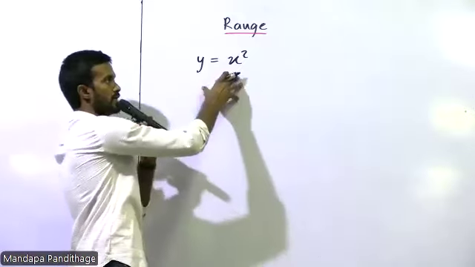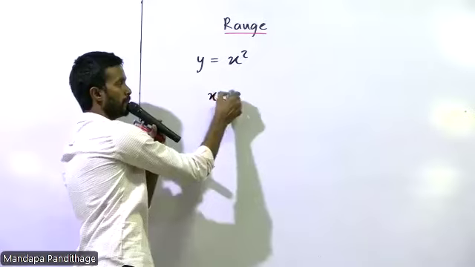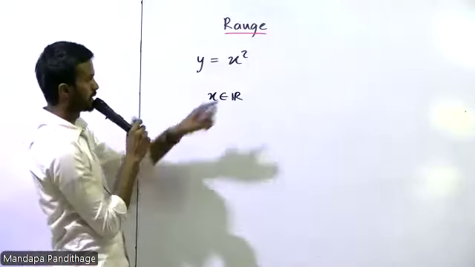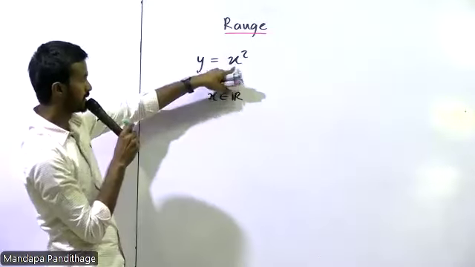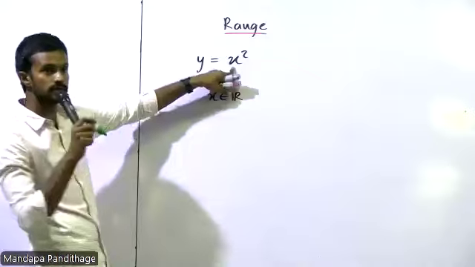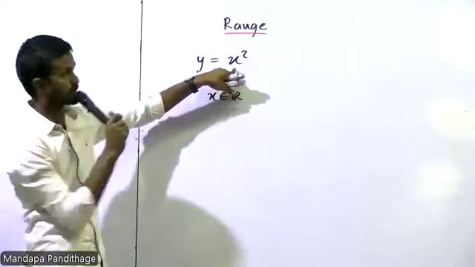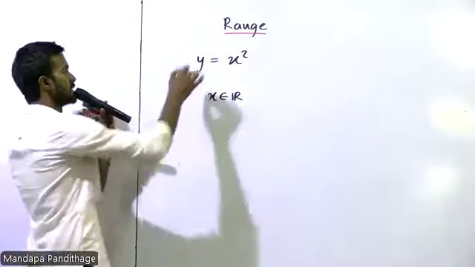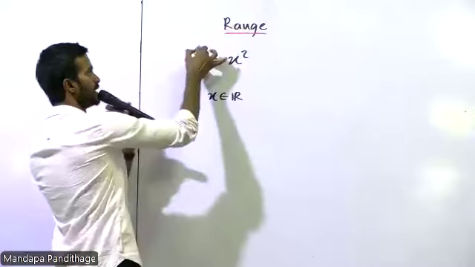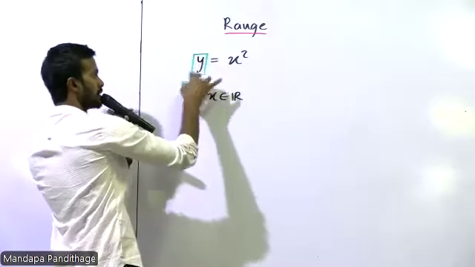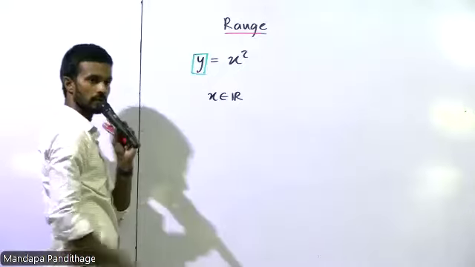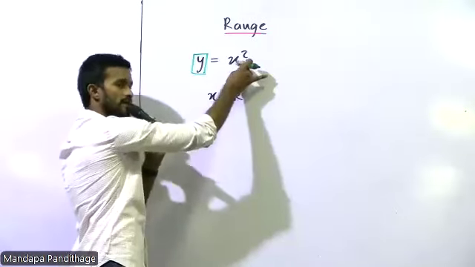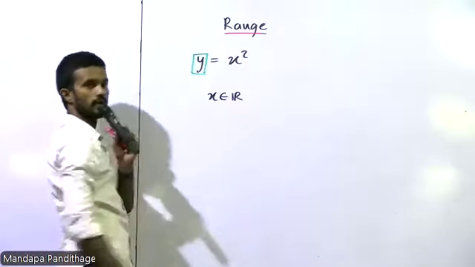So here you can say x can take any value. How can you say that x can take any value? It is clear that whatever value we substitute for x, y is real. Because y has been subjected, when y is equal to this, you can substitute values for x and check whether y is real or not.